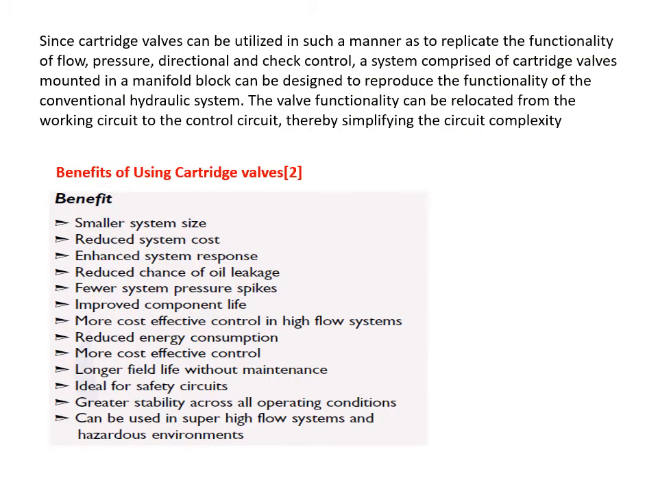Since a cartridge valve can be utilized in such a manner that it replicates the functionality of a low pressure, it can repeat the functionality of a pressure, flow or direction control valve or check valve. A system comprised of cartridge valves mounted in a manifold block can be designed to reproduce the functionality of a conventional hydraulic system. That means we can replicate many valves by using simple cartridge valves.